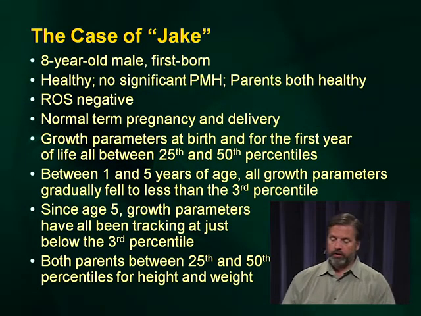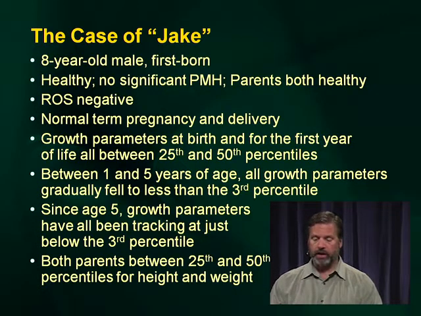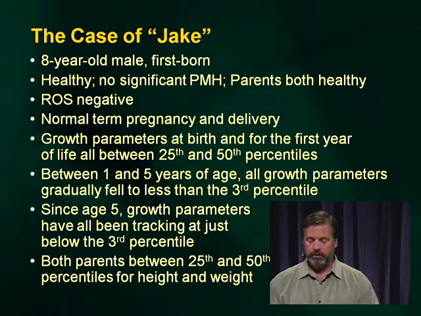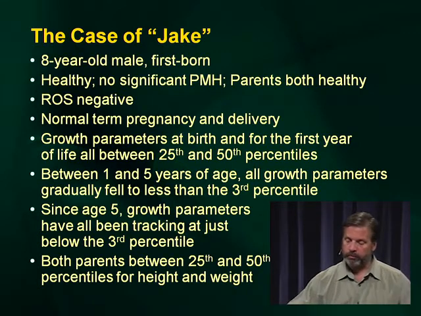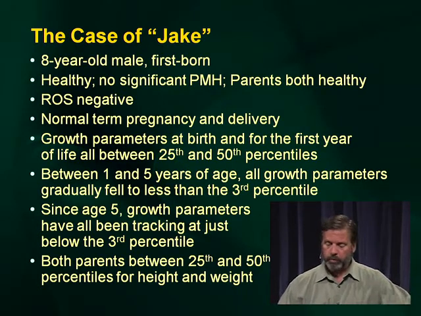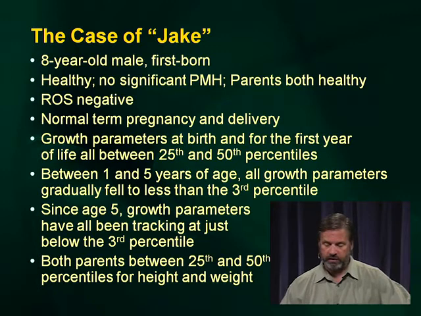So here's a particular case, the case of Jake. This is an 8-year-old male, firstborn. He was healthy, no significant past medical history. Parents are both healthy. Review of systems was negative. He went through a normal term pregnancy and delivery. Growth parameters at birth and for the first year of life were all between 25th and 50th percentiles.